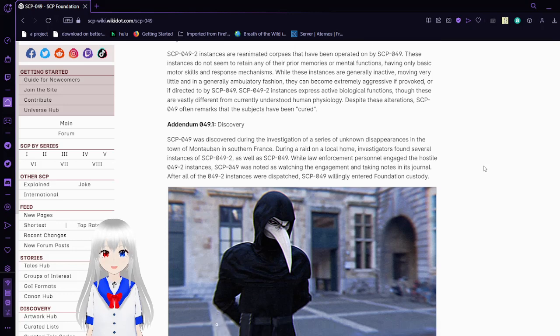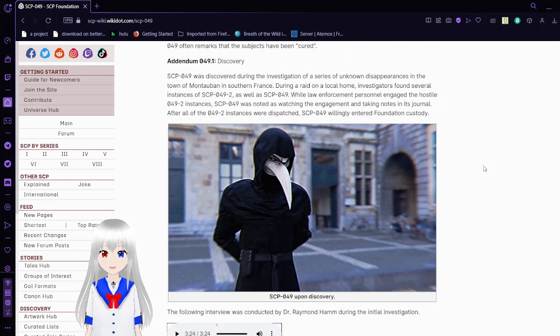SCP-49-2 instances are reanimated corpses that have been operated on by SCP-49. These instances do not seem to retain any of their prior memories or mental functions, having only basic motor skills and response mechanisms. While these instances are generally inactive, moving very little in a generally ambulatory fashion, they can become extremely aggressive if provoked or if directed by SCP-49. SCP-49-2 instances express active biological functions, though these are vastly different from currently understood human physiology. Despite these alterations, SCP-49 often remarks that the subjects have been cured.